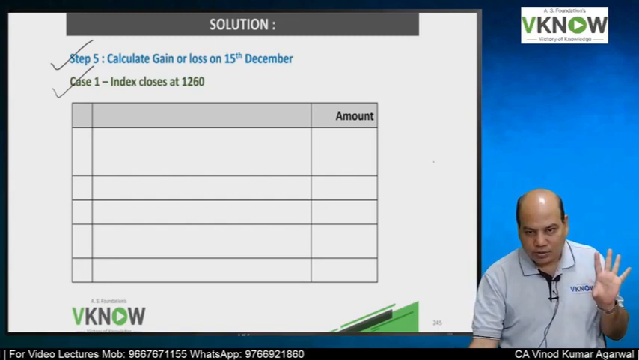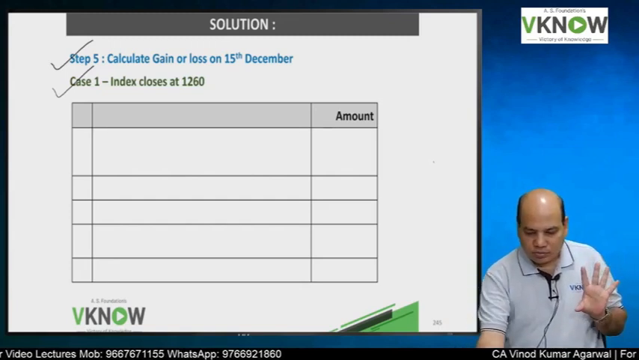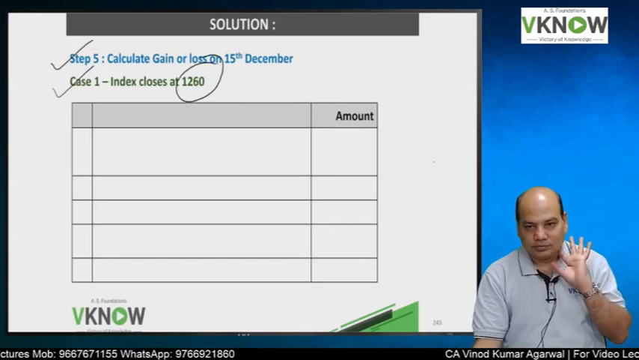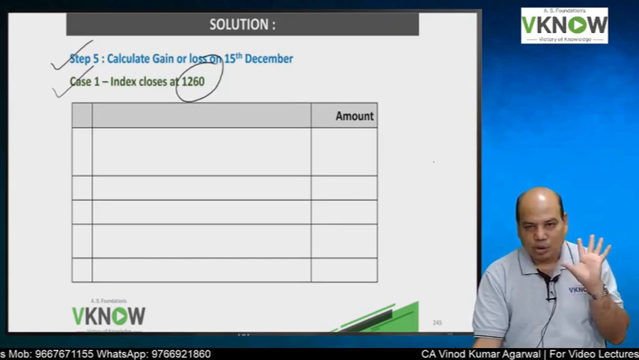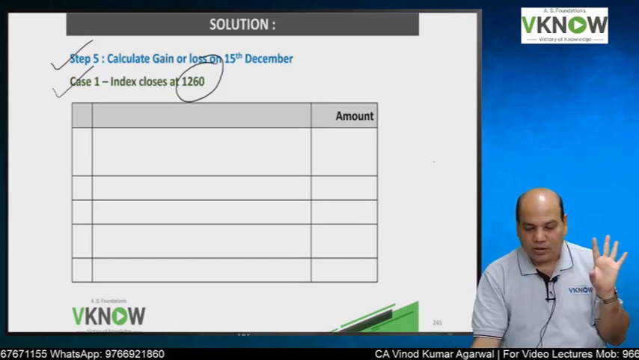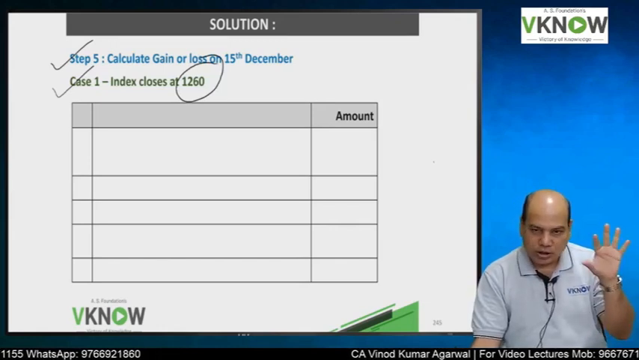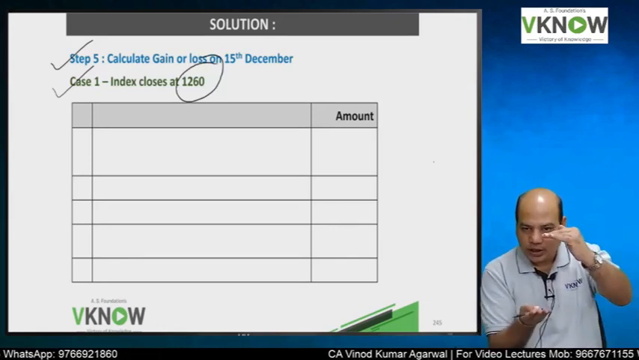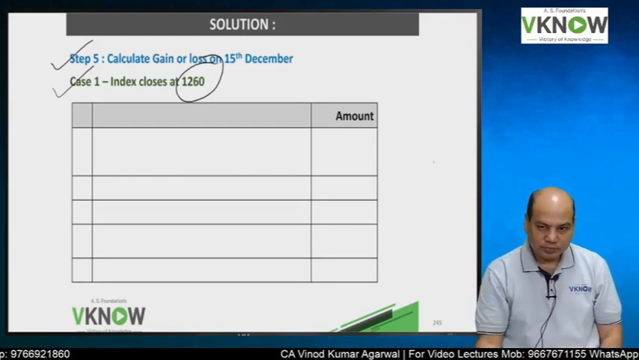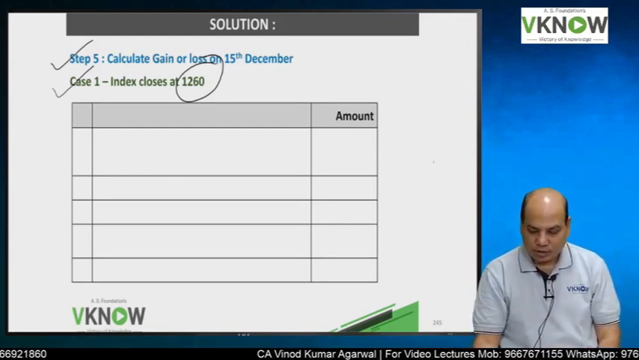I have bought the share, the value has gone up, on the share I will gain. I have borrowed money, I have to pay interest, and I have taken a short position on index, I will suffer the loss. So I'll take the net total, and the net total should be positive. Correct? Right.